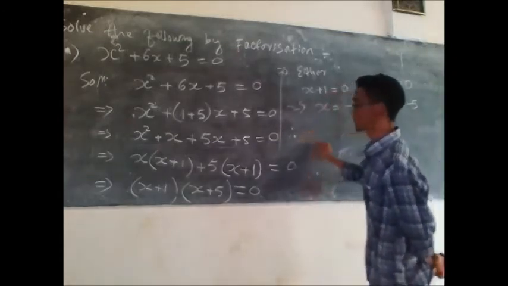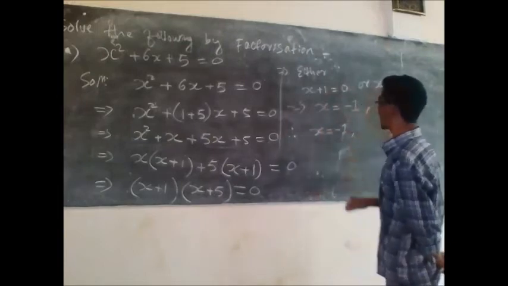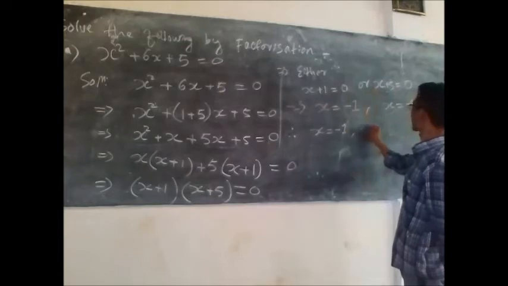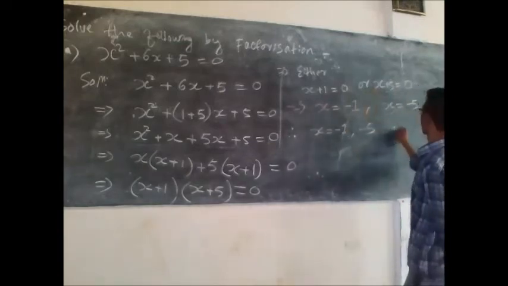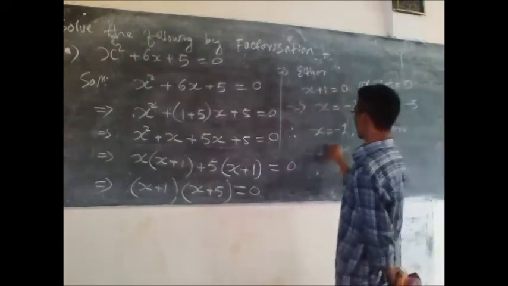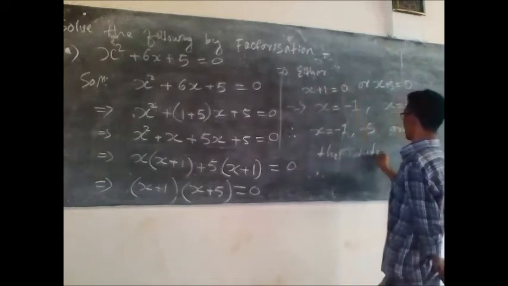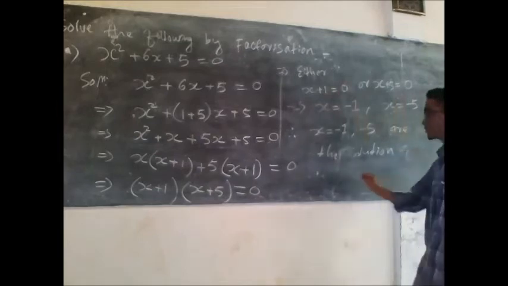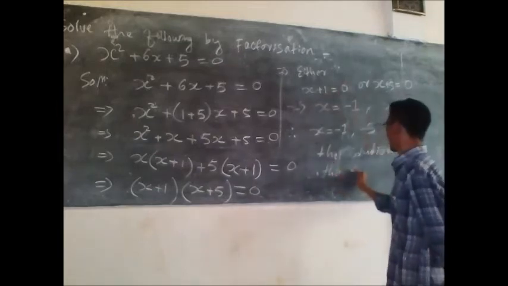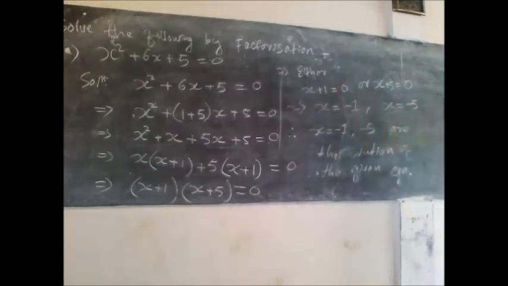Therefore, x equal to minus 1, comma, minus 5 are the solution of the given equation. This is the solution of the given equation.